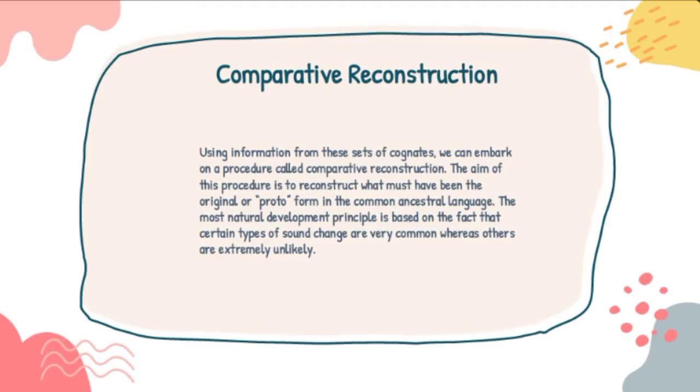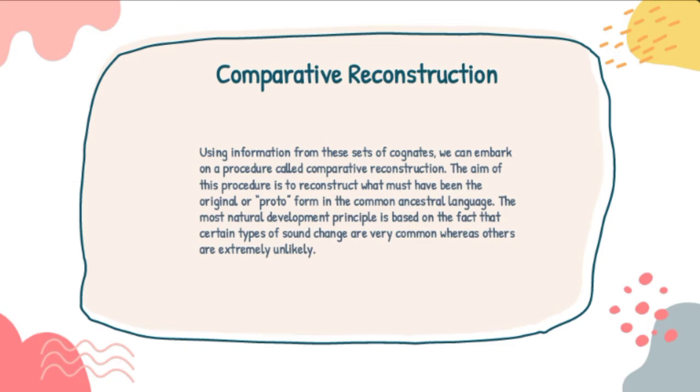Comparative reconstruction. Using information from this set of cognates, we can embark on a procedure called comparative reconstruction. The aim of this procedure is to reconstruct what must have been the original or proto-form in the common external language. In carrying out this procedure, those working on the history of language operate on the basis of some general principles, two of which are presented here.